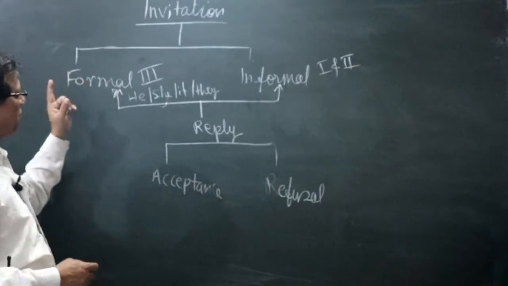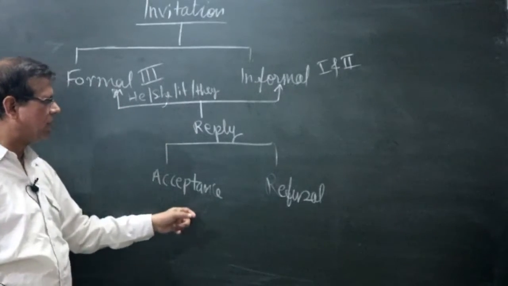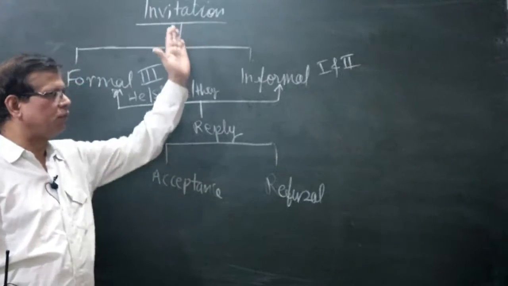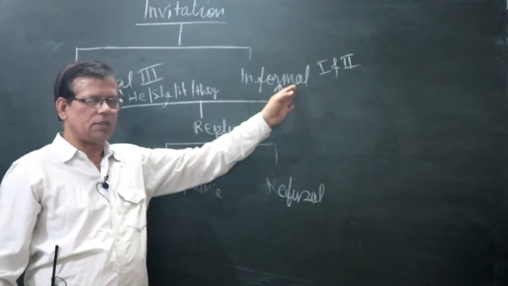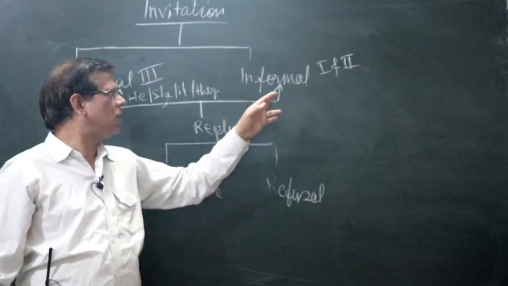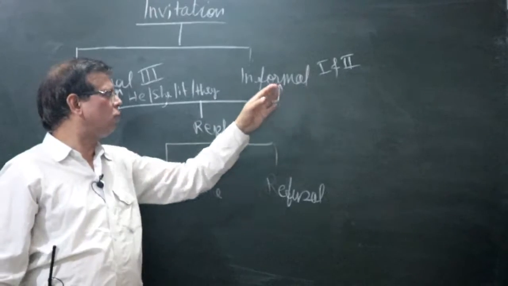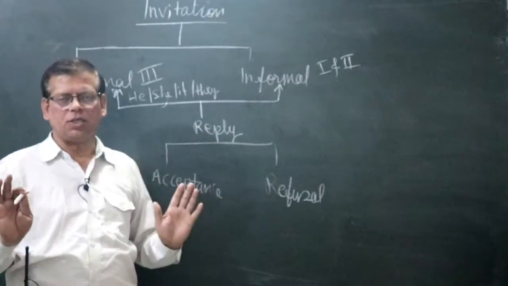So, number one, formal invitation. Number two, formal invitation acceptance. Number three, formal invitation refusal. These are the three parts of the formal. And three parts of informal. Informal invitation, number one. Number two, informal reply in acceptance. Number three, informal reply in refusal. These are the six parts in this way.